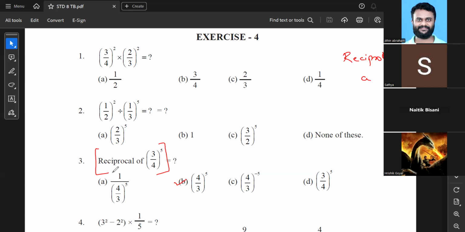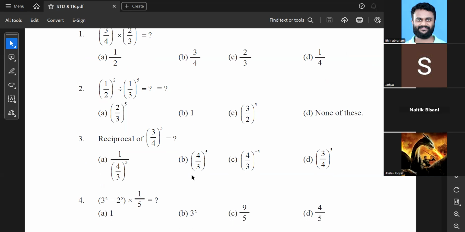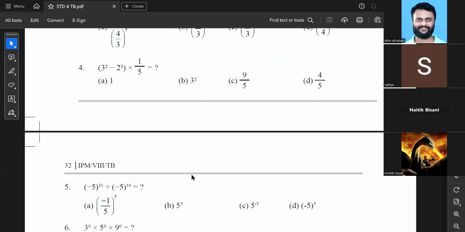ठीक है. Proceeding further. Let me see. 3 raised to 2 minus 2 raised to 2 multiplied by 1 by 5. Okay, we'll have to solve this problem.